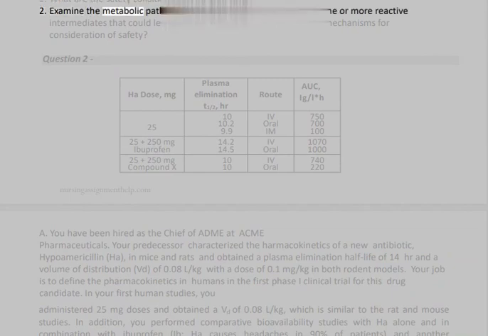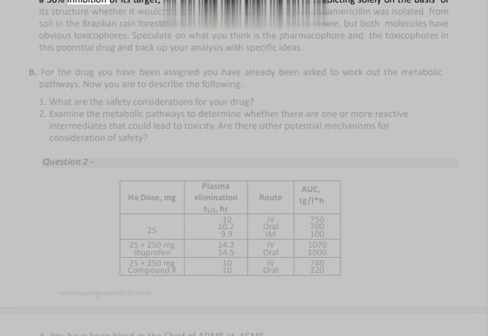1. What are the safety considerations for your drug? 2. Examine the metabolic pathways to determine whether there are one or more reactive intermediates that could lead to toxicity. Are there other potential mechanisms for consideration of safety? A 50% inhibition of its target, but you have been given the job of predicting solely on the basis of its structure whether it would be a safer drug.